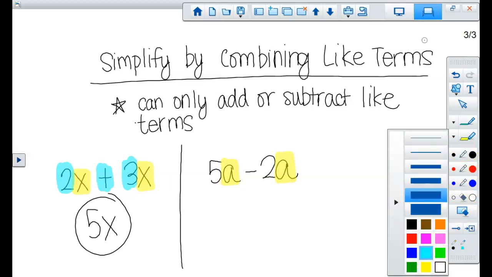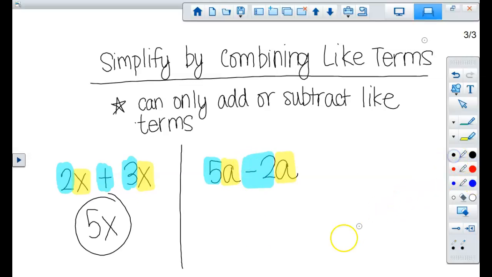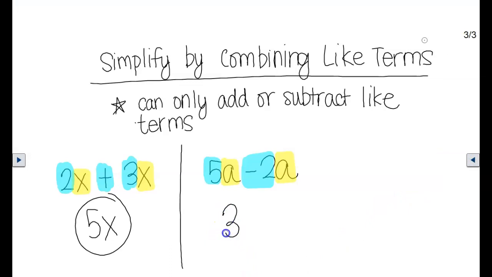I can combine these. So I'm going to do what it says. Look at the number parts. I'm going to do 5 minus 2. 5 minus 2 is 3. And then I keep exactly the same last name, which would be a. So if I have 5a and I subtract 2a from it, then I have 3a remaining. This problem, by the way, would be a lot like what you did in elementary school.